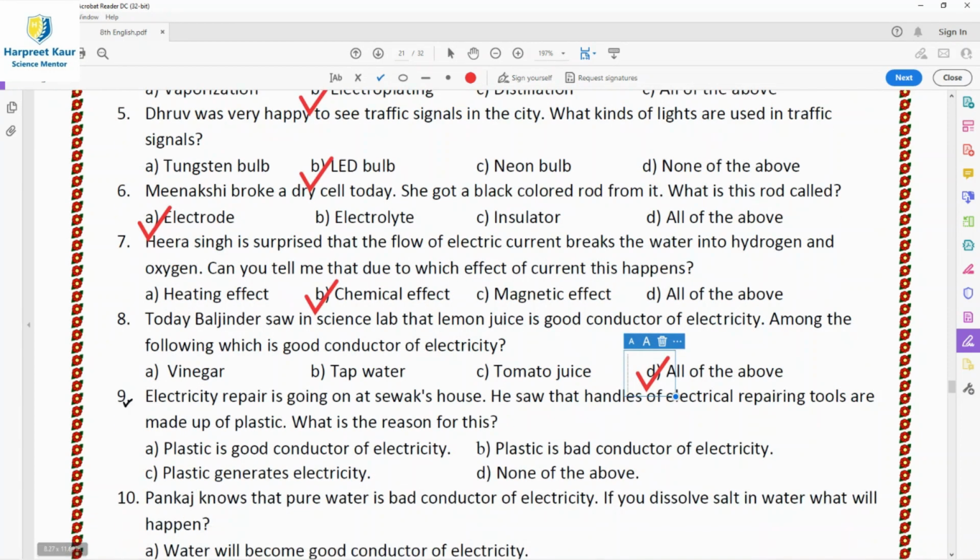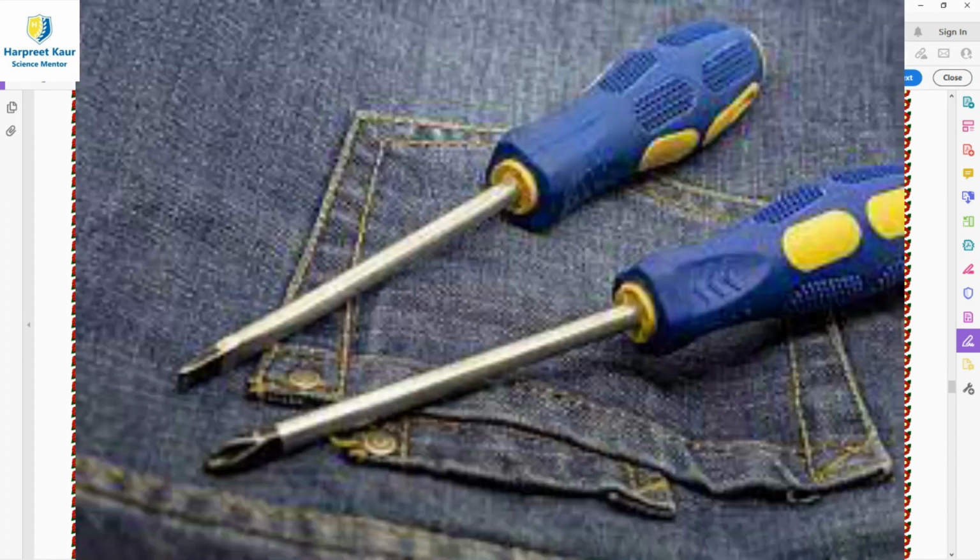Then question 9. Electricity repair is going on at Sevak's house. He saw that the handles of electric repairing tools are made up of plastic.